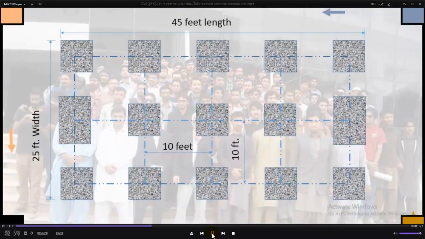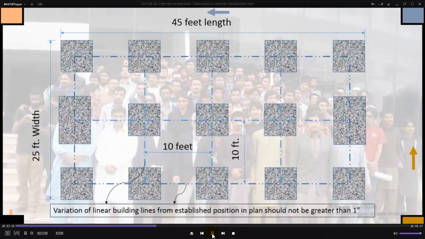This is the first step to be used for reducing the errors regarding the positions and eccentricities of the structural members, and to get the corners of your building exactly 90 degrees, and to get the corners of your slab and staircase even. Variation of the linear building lines from established position in plan and related position of columns, walls and partitions should not be greater than 1 inch in any case. It means you must lay out your building carefully and with great precision.